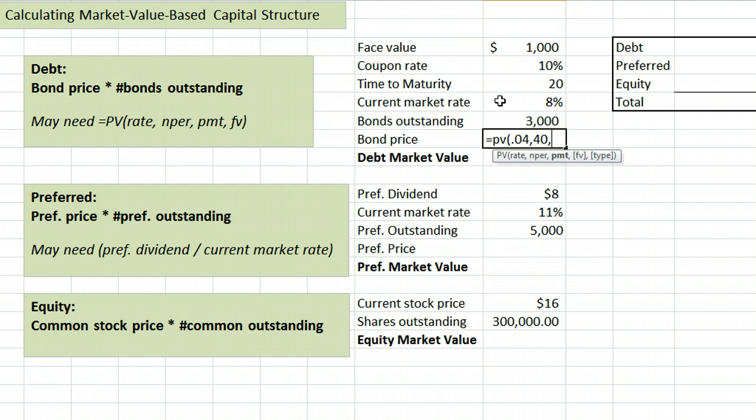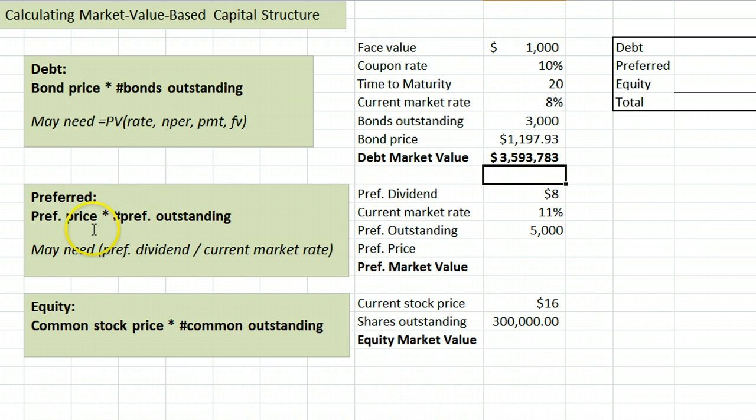Next, the payments are the coupon rate, 10% of the face value. $1,000 is $100 a year or $50 semi-annually. And the future value is the face value, $1,000 that we will receive at maturity. We're going to go ahead and throw a negative sign in front of this so the answer comes out positive. The market value of the bond, $1,197.93. And so the market value of all the debt is the value of one bond times the number of bonds that are outstanding. And there it is, 3.6 million roughly.